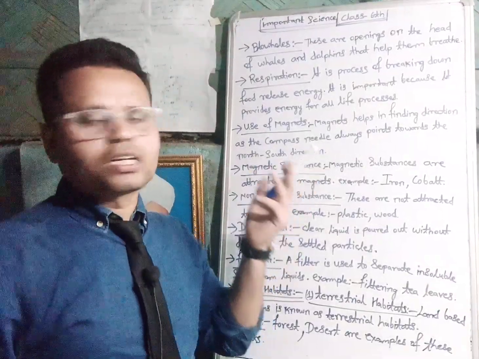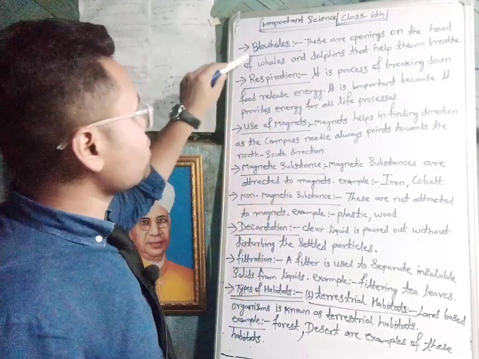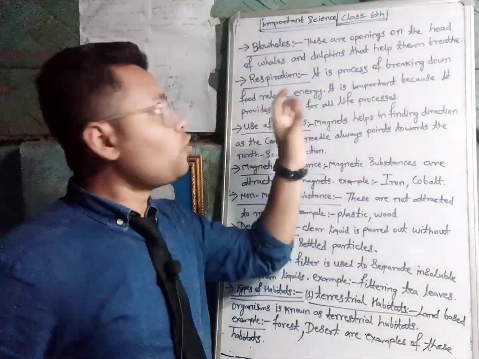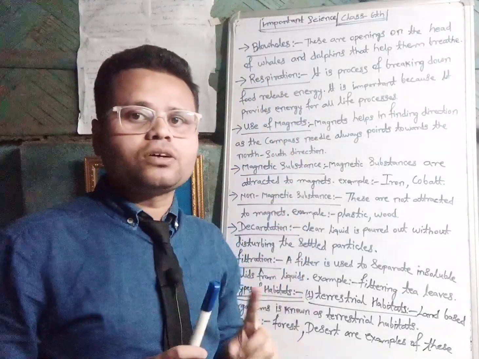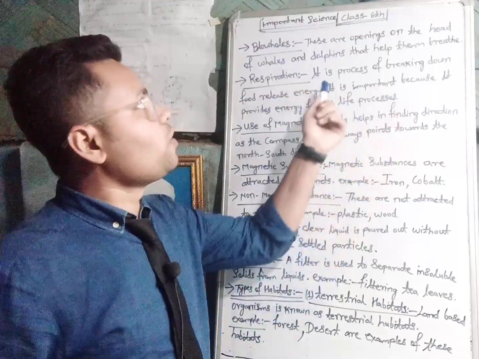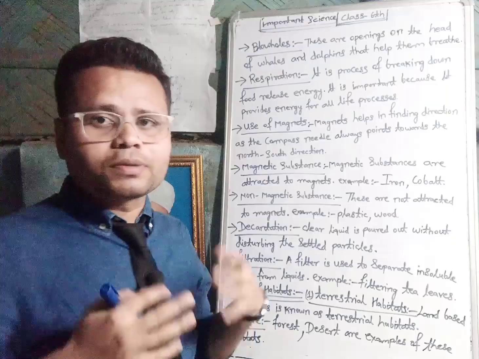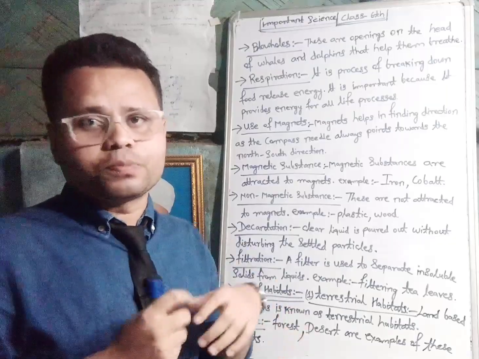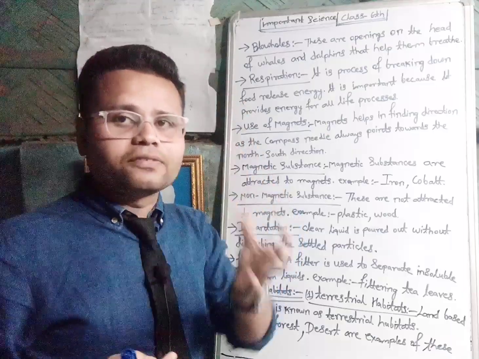Today we are discussing important topics of the Class 6 NCERT. First is blowhole. These are the openings on the head of whales and dolphins that help them to breathe, breathing in and breathing out through the openings on their heads.